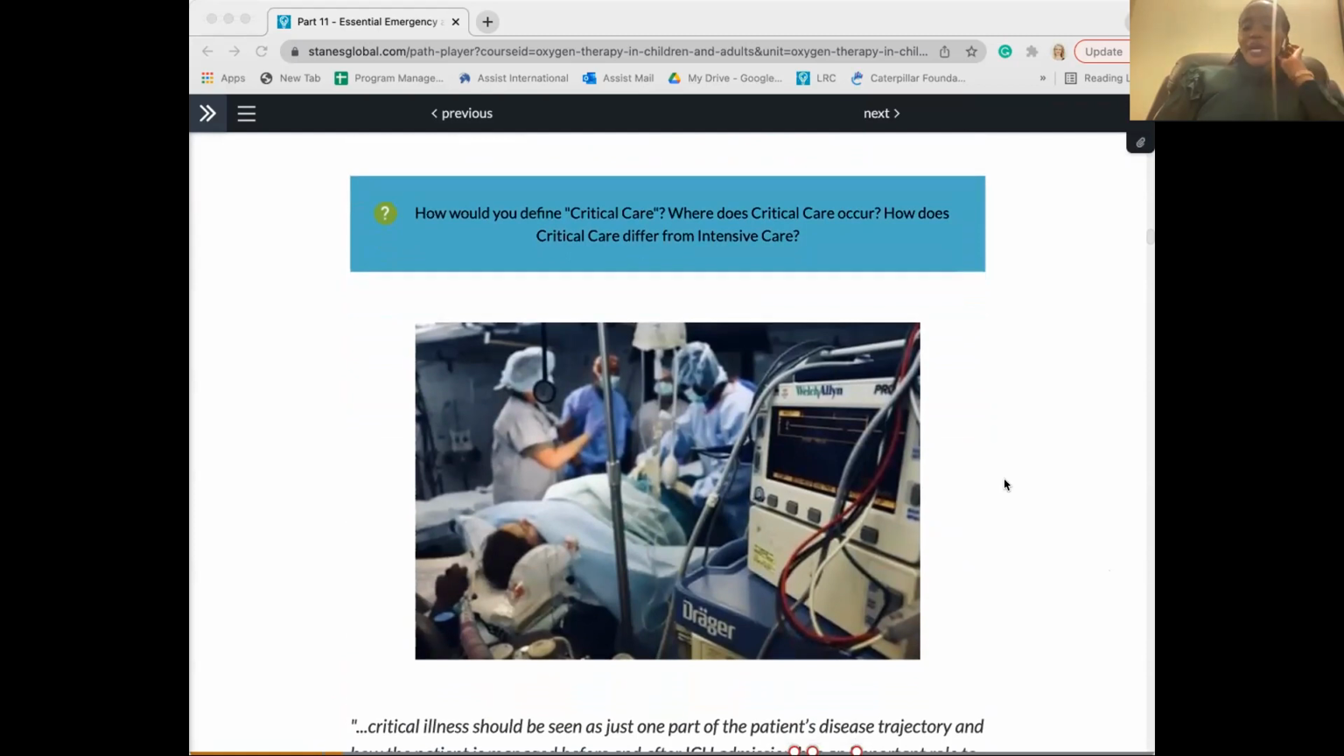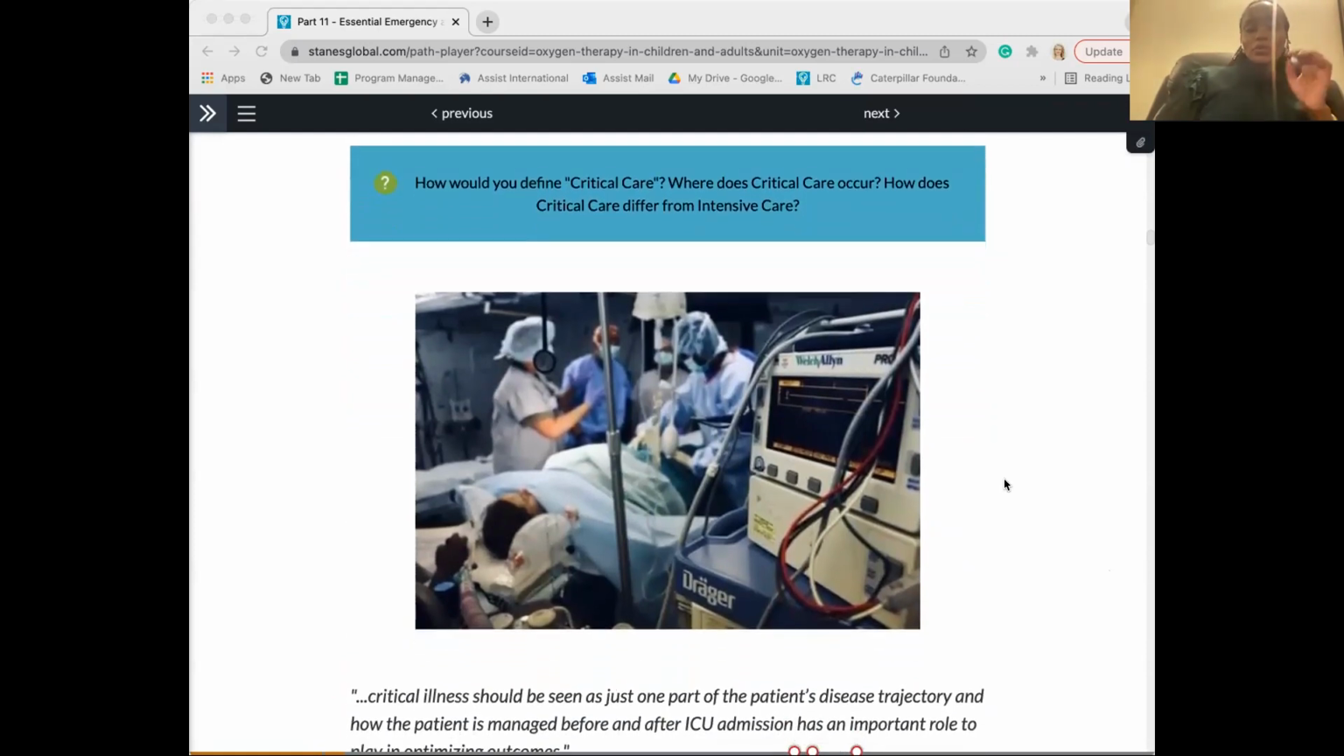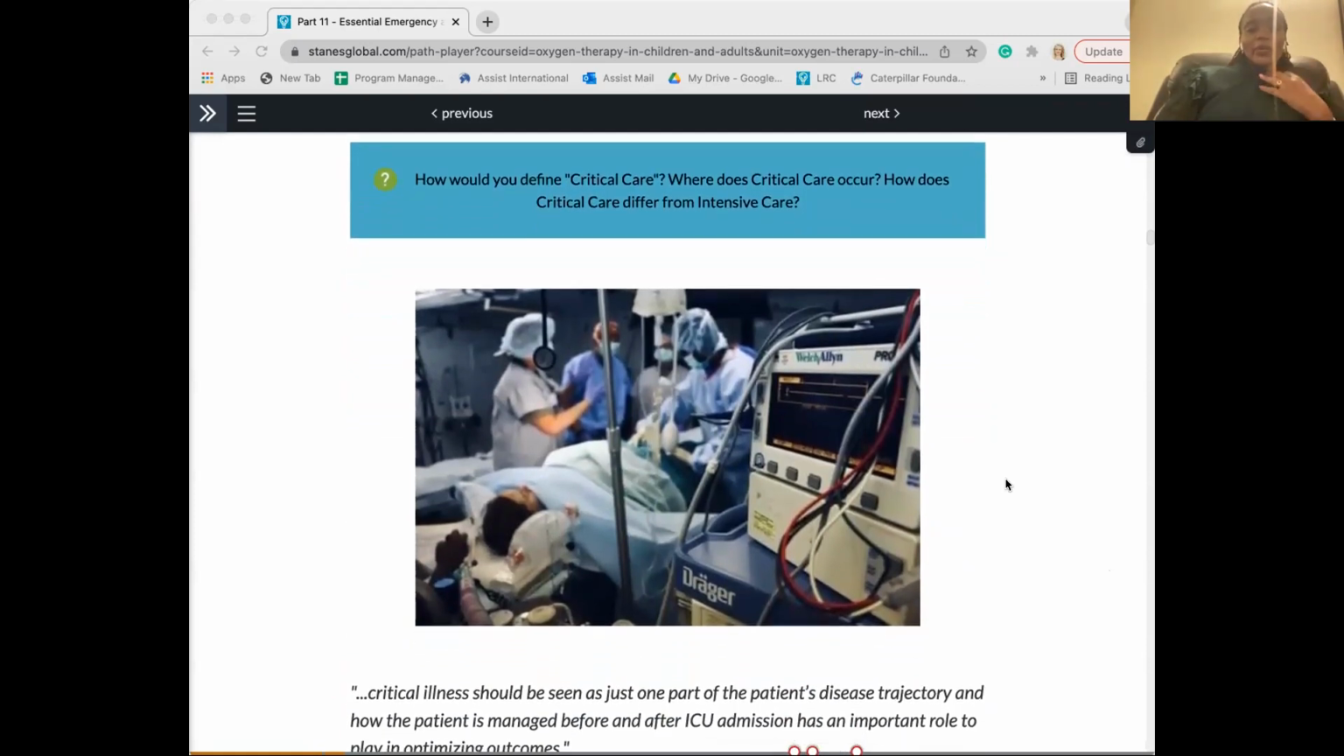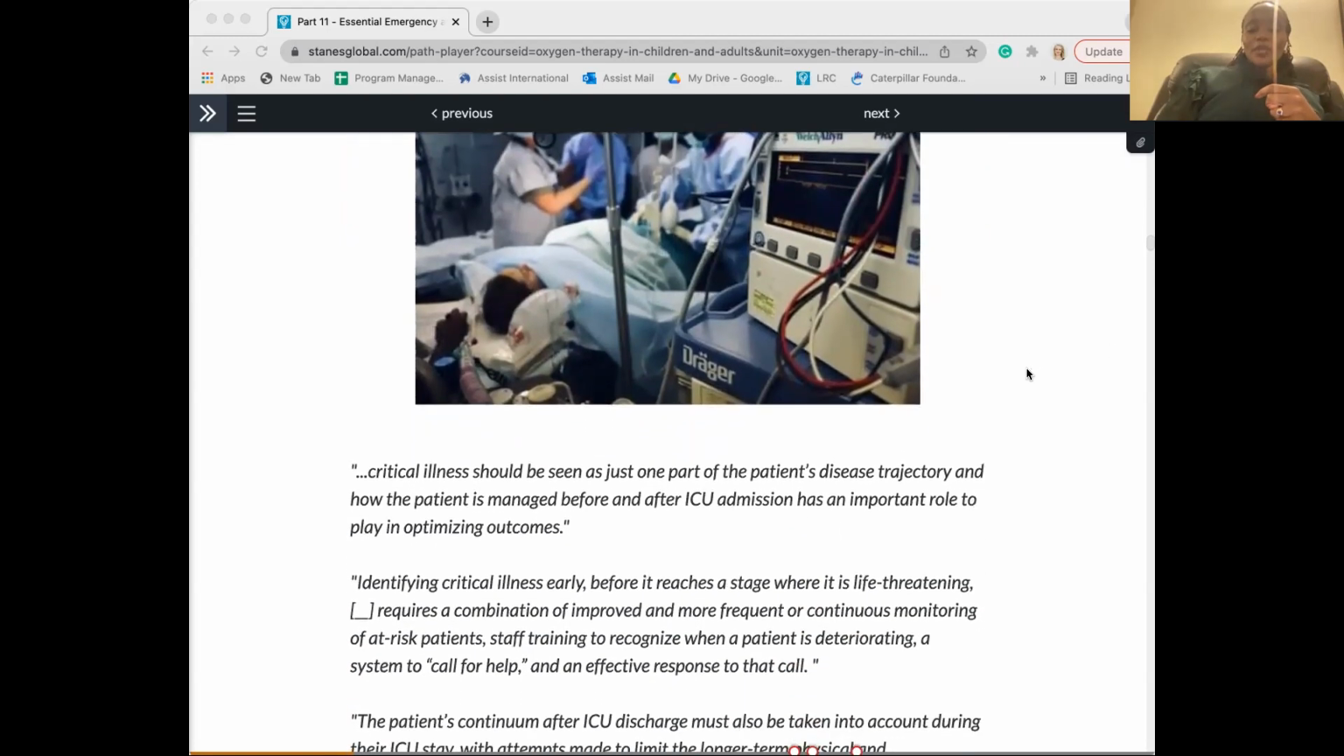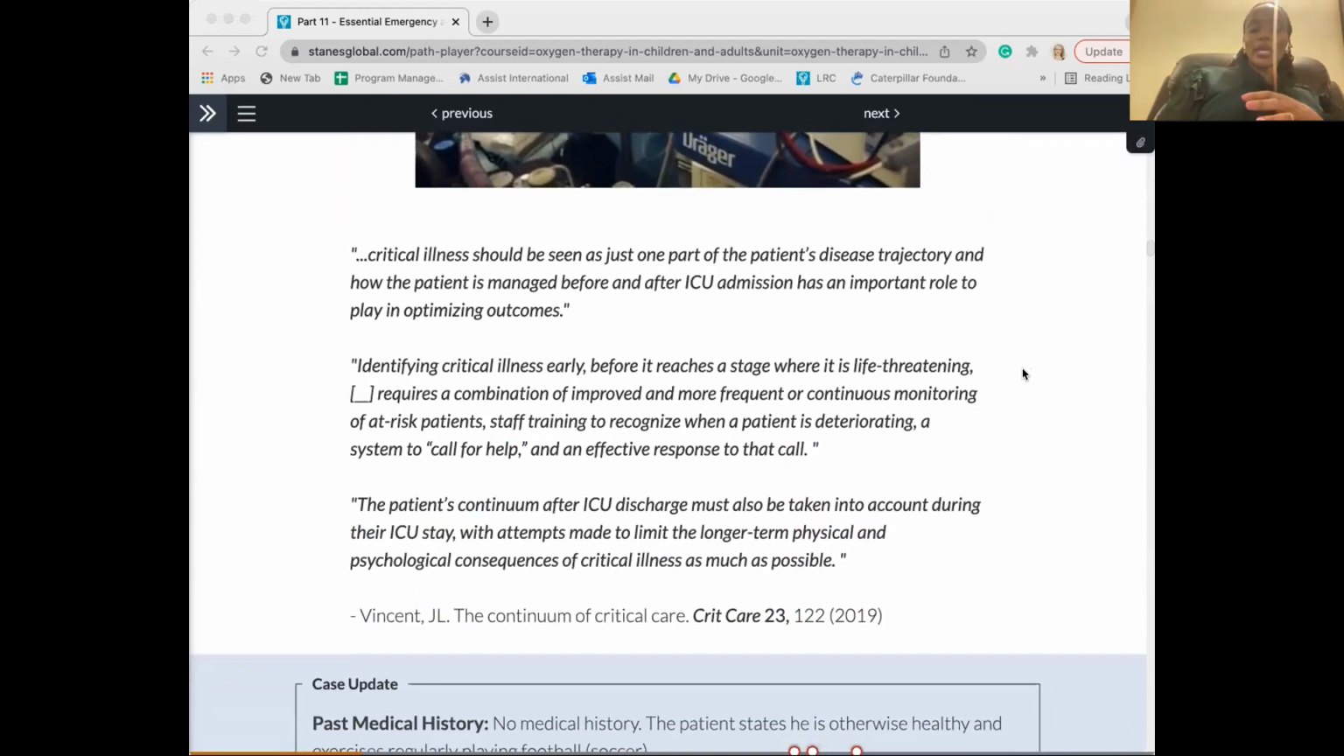So how would you define, just continue, how would you define critical care? Where does critical care occur? How does critical care differ from intensive care? So critical care, if you can go down, it should be seen. So what happens in critical care? Critical care is for a critically ill patient, or a patient who has critical illness.